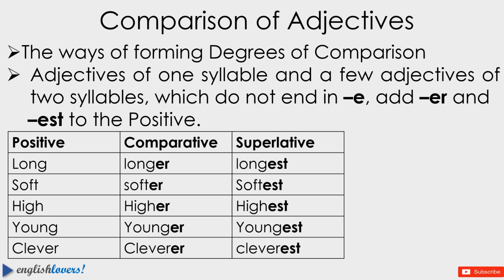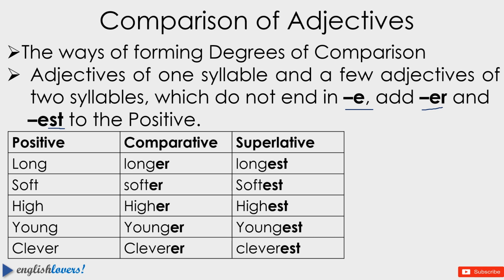So the first is: adjectives of one syllable and a few adjectives of two syllables which do not end in e, add er and est to the positive. Now remember, this is the most common rule that we use in order to form comparative and superlative degrees. So here are some examples. For example, long, longer, longest; soft, softer, softest; high, higher, highest; young, younger, youngest; clever, cleverer, cleverest.